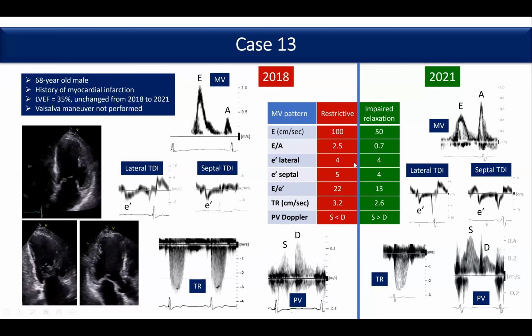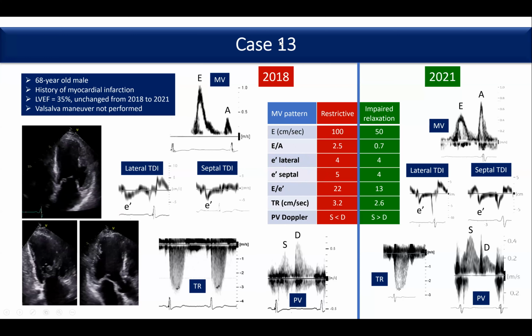And the left atrial, I did not include here left atrial volume. And you can see here, the left atrial volume is quite large. I mean, this is a dilated left atrium. So we have all criteria to say that this patient has high LA pressure. This was in 2018. Now, the patient was seen in clinic, was treated, and then this is the echo 2021.